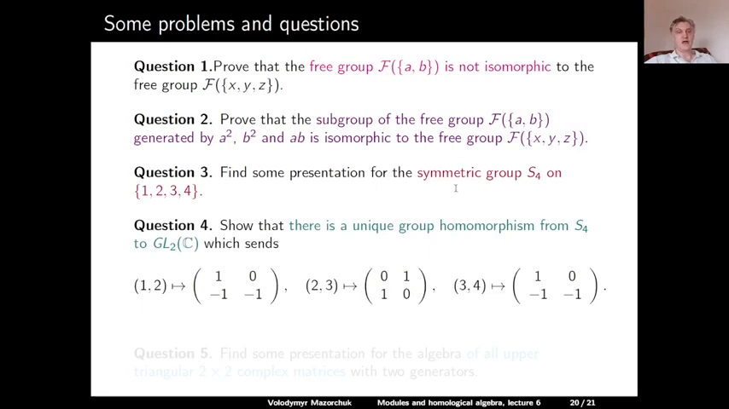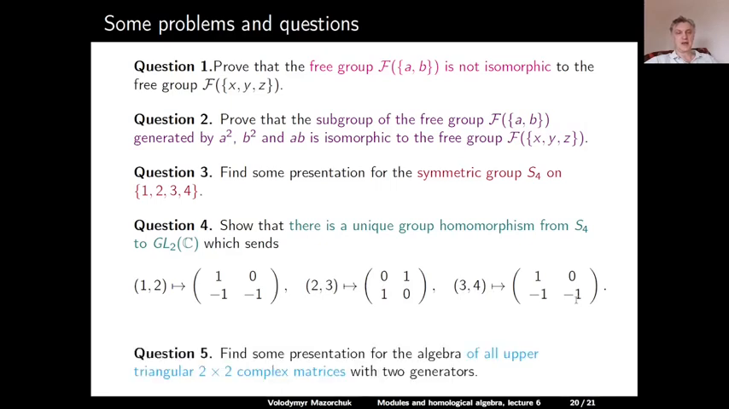Question 4. Show that there is a unique group homomorphism from S4 to the group of non-degenerate 2 times 2 complex matrices, which sends a transposition of 1 and 2 to the matrix 1, 0, minus 1, minus 1, the transposition of 2 and 3 to the matrix 0, 1, 1, 0, and the transposition of 3 and 4 to the matrix 1, 0, minus 1, minus 1. And question 5. Find some presentation for the algebra of upper triangular 2 times 2 complex matrices, which has 2 generators.